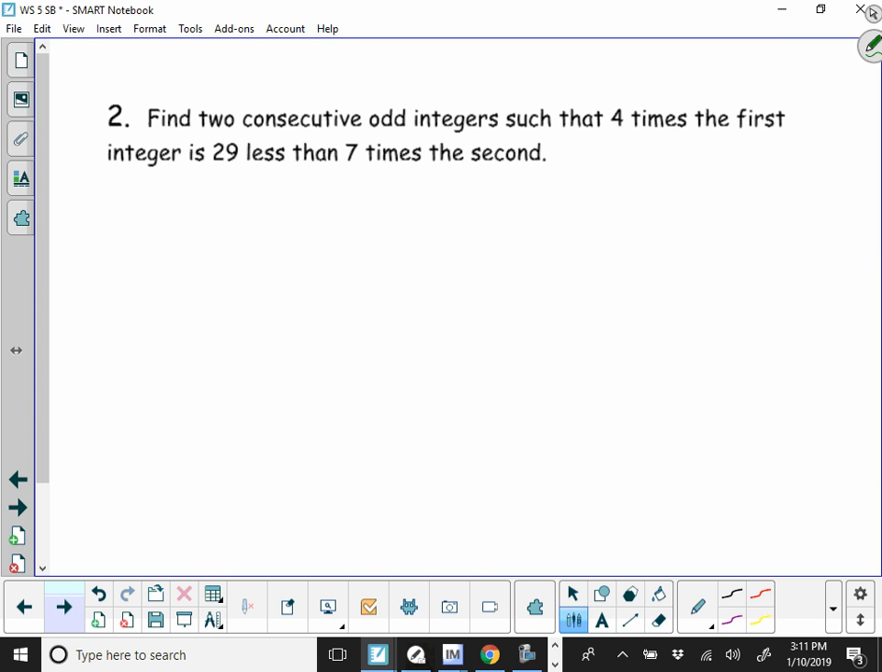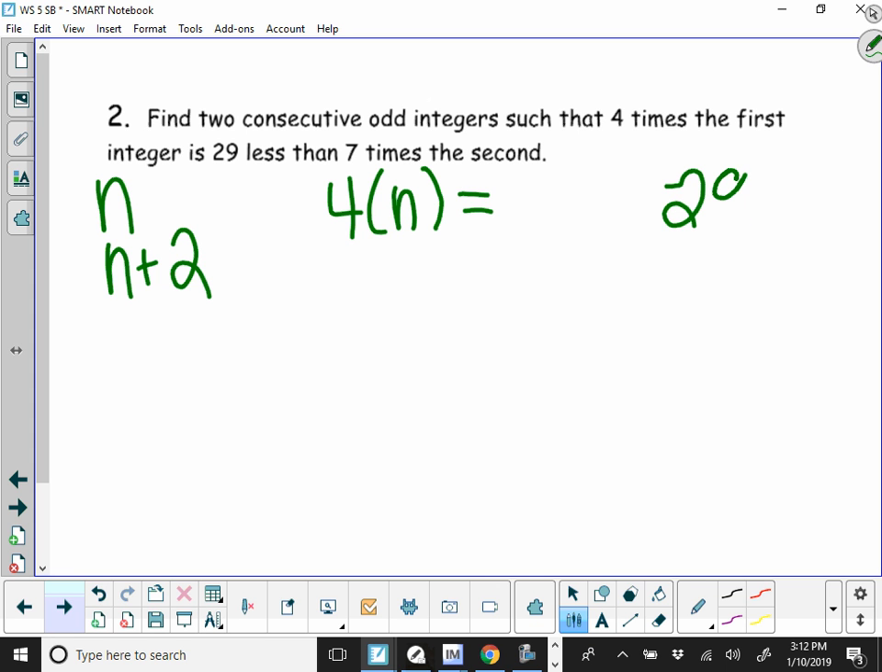Okay, 2 consecutive odd integers. So that's going to be n and n plus 2, such that 4 times the first integer, so 4 times n, is 29 less than, remember that means that goes at the back, 7 times the second.